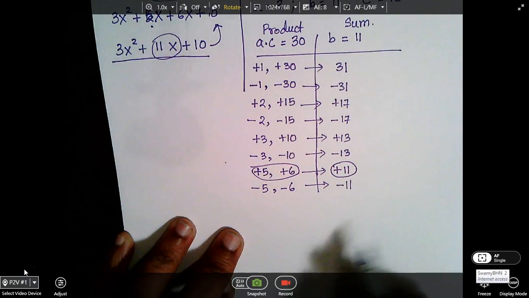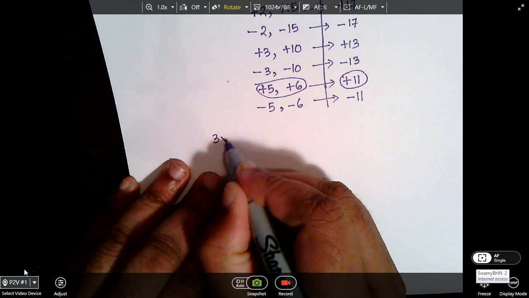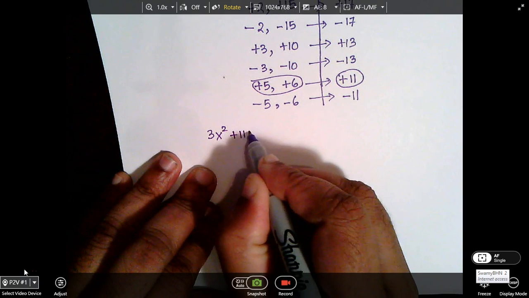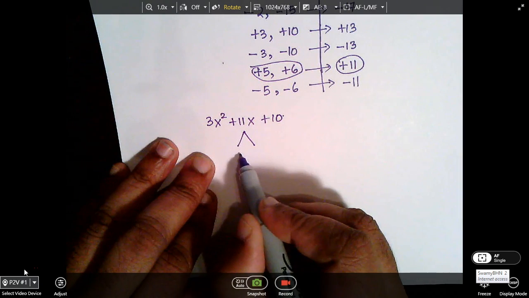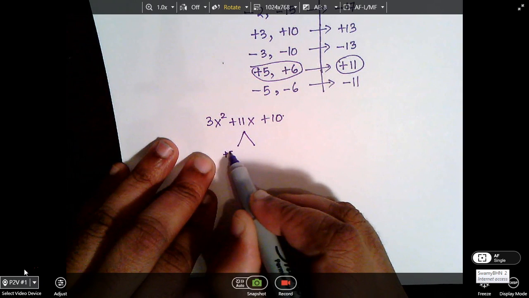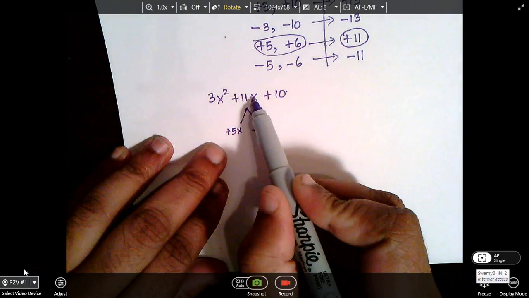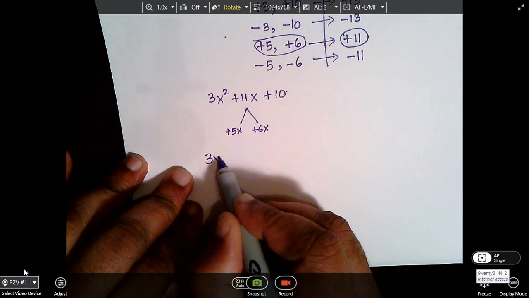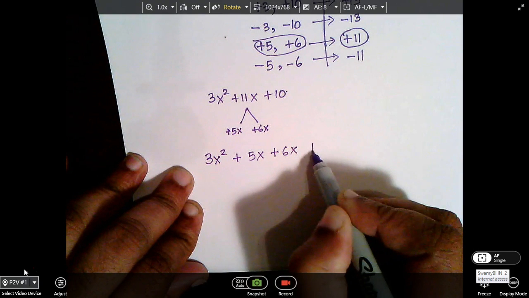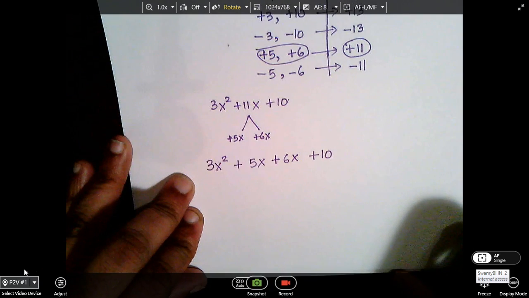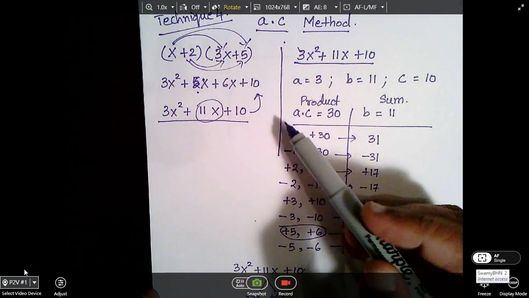So what I'm going to do now is take my original trinomial 3x squared plus 11x plus 10, and I'm going to split up my middle term, because that's the next step in the reversing process. So I'm going to split it up as positive 5x and positive 6x. So together I will get my 11x. So I'm going to rewrite it: 3x squared plus 5x plus 6x plus 10. So I have these four terms now. I reversed it, I went back to that step.